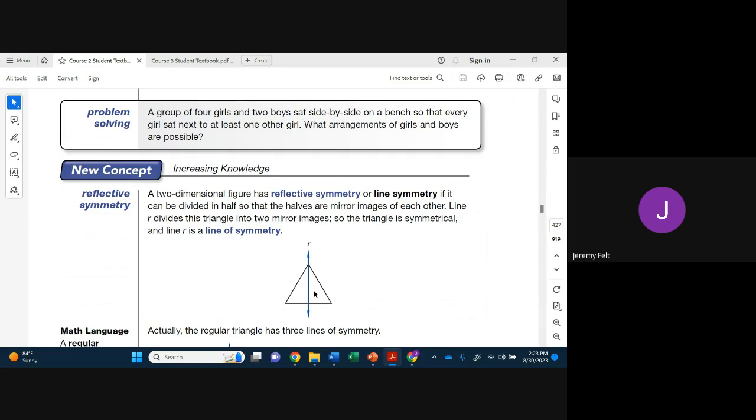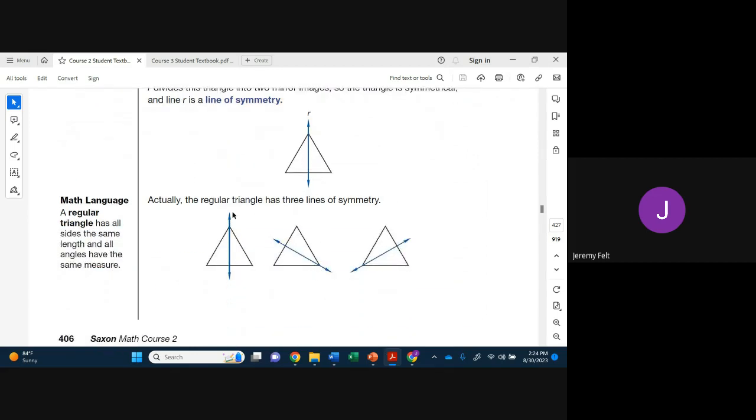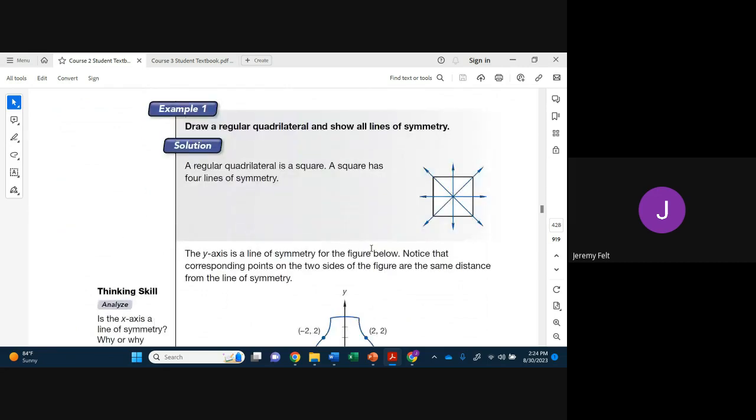So that's reflective, or we may be asked a question, how many lines of symmetry does this shape have? An equilateral triangle, or a regular triangle, would actually have three. We draw here, go from left to right from this bottom corner, and we would have three different lines of symmetry. So depending on the shape, we may have 2, 3, 4, we may have 0 lines of symmetry. So we just have to think about our shapes and what they have.